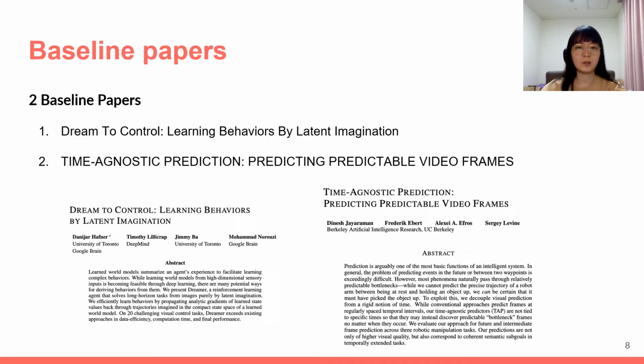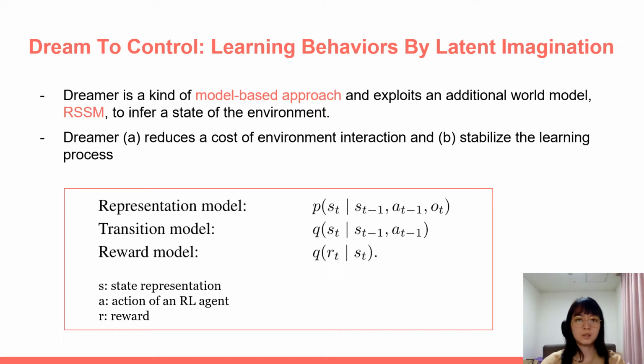Before talking about our project, let me recap our two baseline papers. First paper is Dream to Control, Learning Behaviors by Latent Imagination, which is also called Dreamer. Dreamer is a kind of model-based approach and exploits an additional world model, RSSM, to infer a state of the environment. RSSM has those three components, and it encodes holistic information of the environment into a low-dimensional state representation.